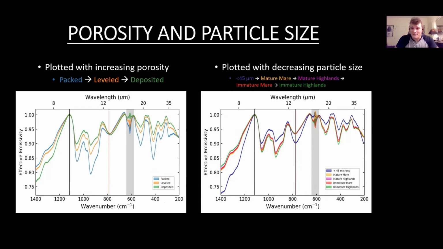So then we take that spectra and we stack it with all the other spectra of varying porosity on the left and varying particle size on the right. So on the left and the right, you can see that the spectral features that I was just discussing really do change with different features. So if we look to the left here, we have stacked packed, leveled, and deposited. These colors will stay the same throughout the presentation. So if you're having a little trouble trying to track something, that's what they're there for. And on the right, you can see the same thing, but with particle size. You can see that the less than 45, which doesn't have any coarse particulates in it, really stands out from the rest of the spectra.